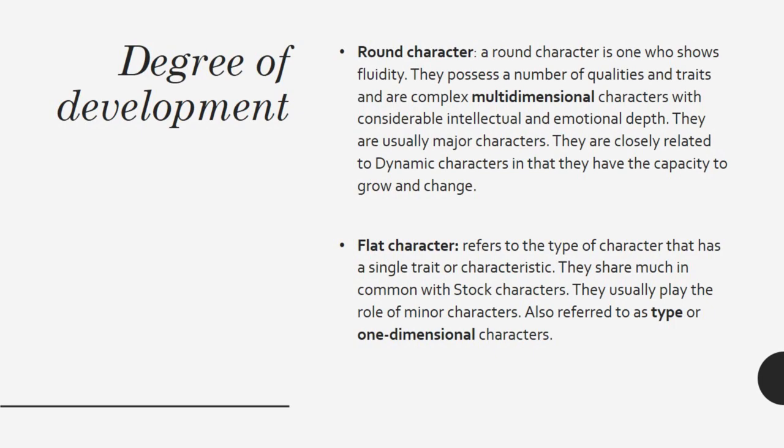And with that, they are usually close to the dynamic type of characters. Writers mostly choose round characters as their protagonist because of its fluidity. So round characters possess this ability in every story, and they develop and change along with the plot of the story.